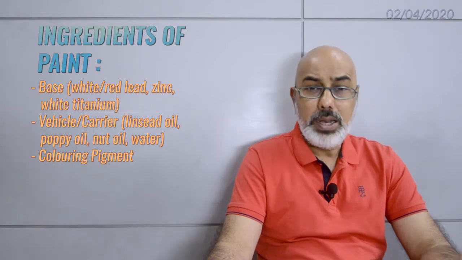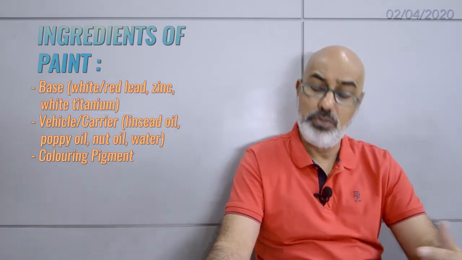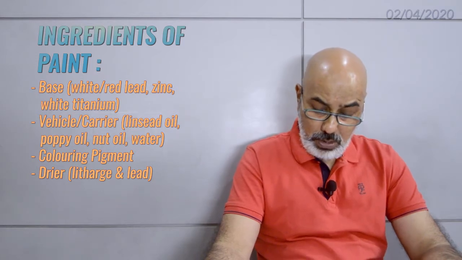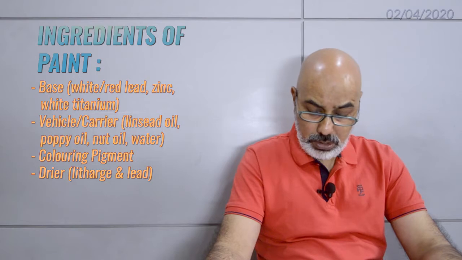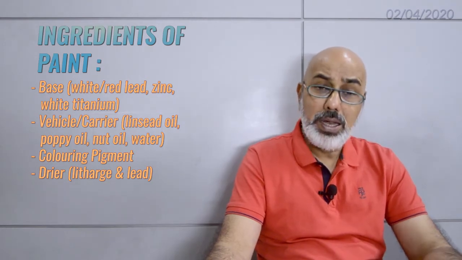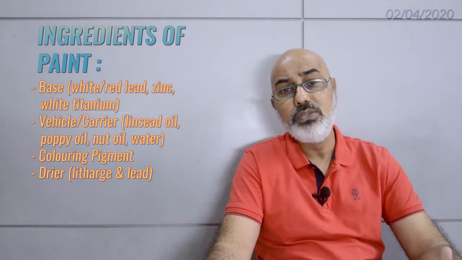Then with coloring pigment, I need my paint to dry. That's the reason I have dryer in the paint, which is like a litharge and lead. It quickens or it speeds up the process of drying.